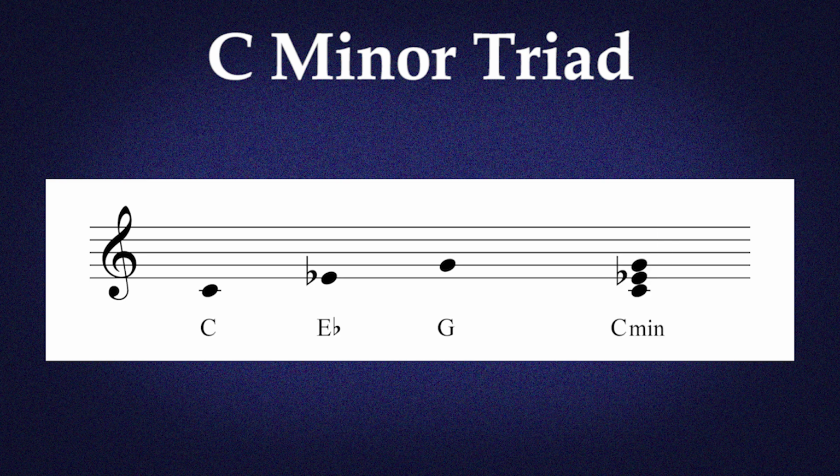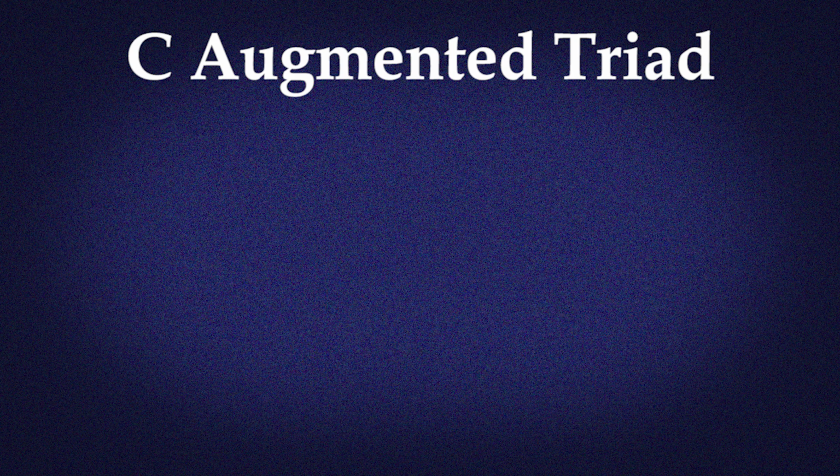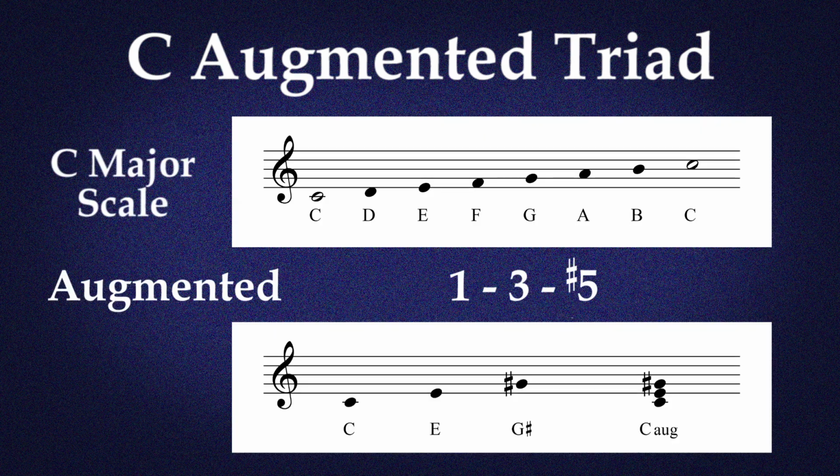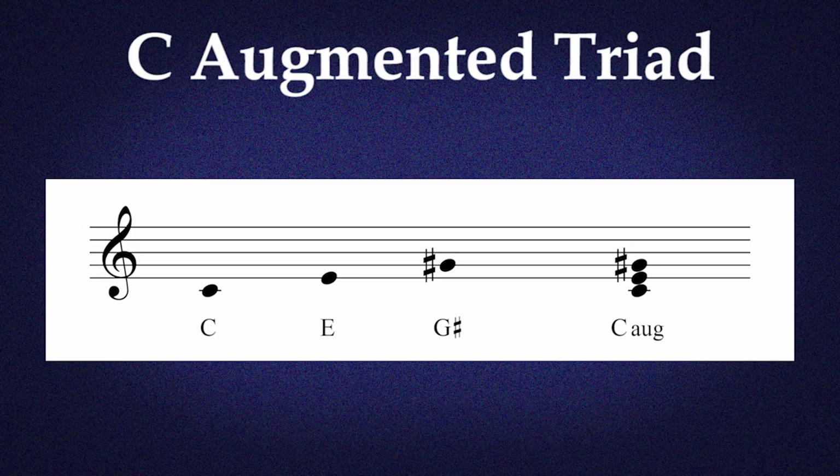We can follow the same process for the C augmented triad. The formula for an augmented triad is 1, 3, sharp 5. So the C augmented triad would be made up of C, E, and G sharp.